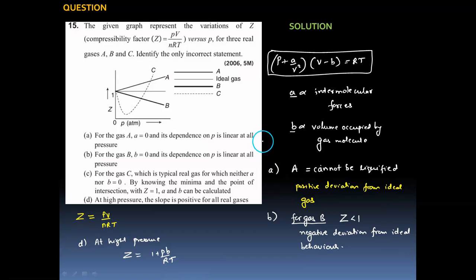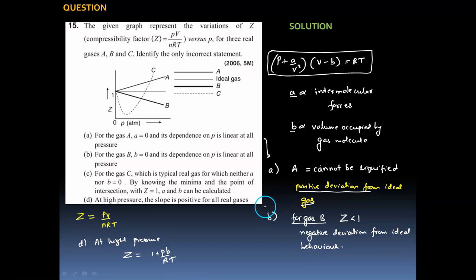Now let us see option number A. It says for gas A, a is equal to 0. Its dependence on P is linear at all temperature. So we know that gas A cannot be liquefied because Z is more than 1. It is showing a positive deviation from the ideal gas. Therefore, intermolecular forces would be negligible in such cases, and therefore it is a correct statement and not the answer.